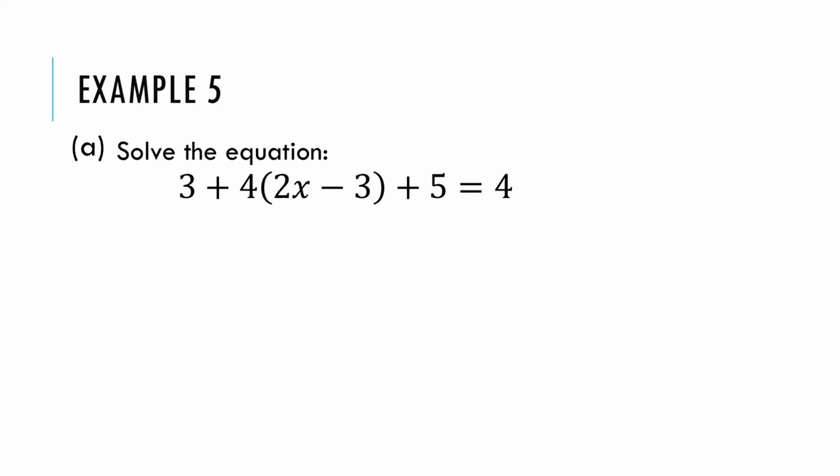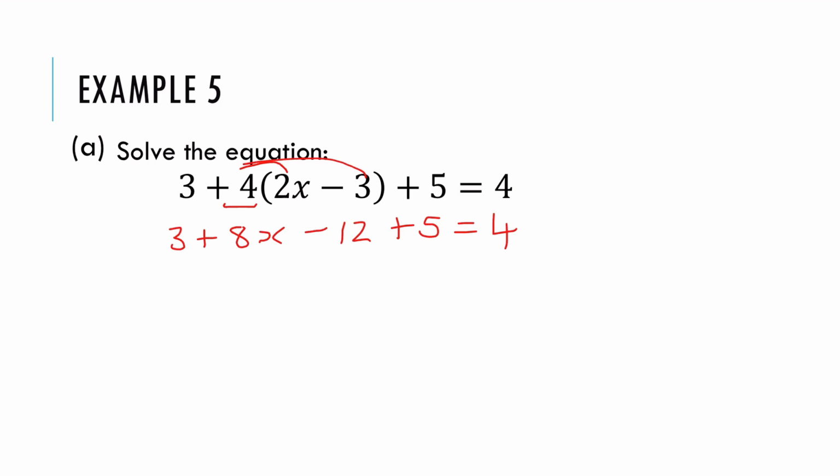Example 5. Again, BODMAS says we deal with the brackets first. The number that is multiplying that bracket is 4. So we want to multiply throughout by 4 first of all. I'm going to leave the 3 alone. 4 times 2x is 8x. 4 times negative 3 is negative 12. We don't multiply the 5 by 4 because it's not inside the bracket.